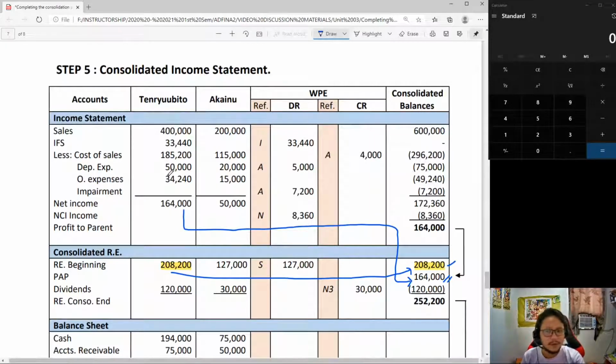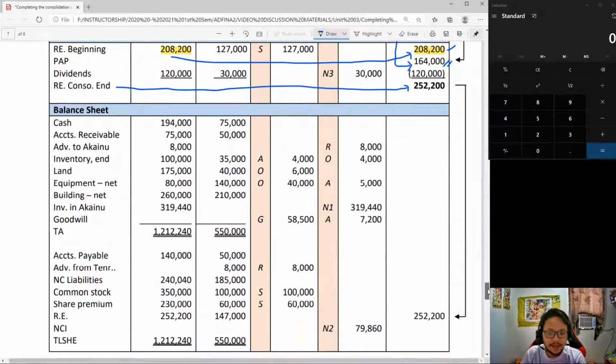Kapag ganyan po, ang nangyayari is the RE of the parent is actually accurate to consolidated RE. 252,200, ang consolidated RE per our computation. And if we would look at the given, the parent actually reports RE equal to what we compute in our conso RE. 252 ang conso RE in our computation, di ba? In the parent separate books, it's already 252,200.